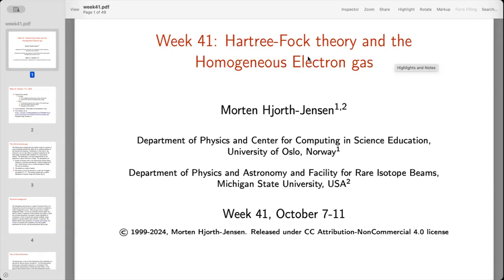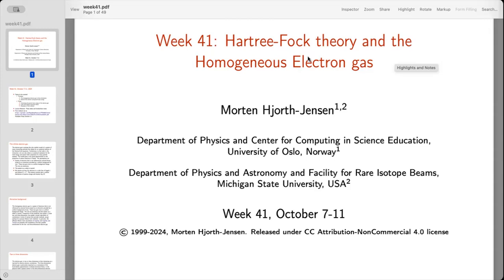The topic today and also tomorrow is to look at a classic in many-body physics. And this is the Hartree-Fock theory applied to the homogeneous electron gas. This is a classic because it's one of the few cases where we have analytical equations and solutions to the Hartree-Fock problem, but also for the total energy of the system, the ground state energy.